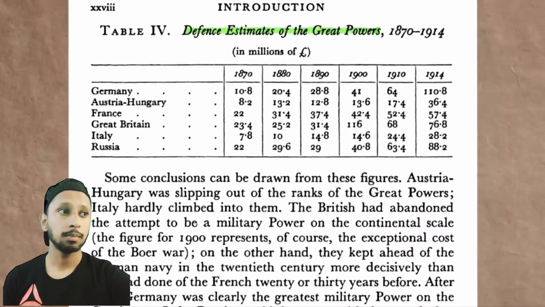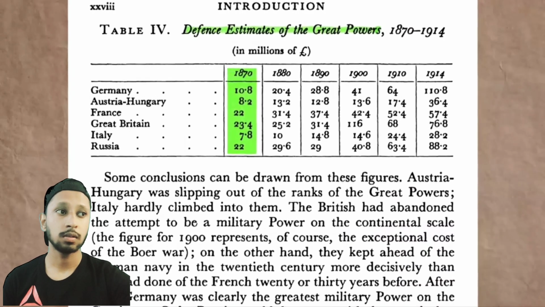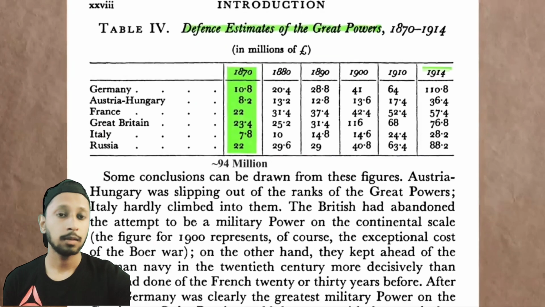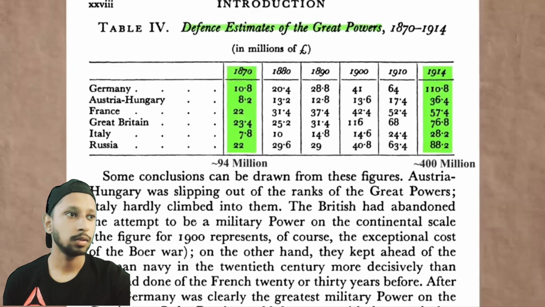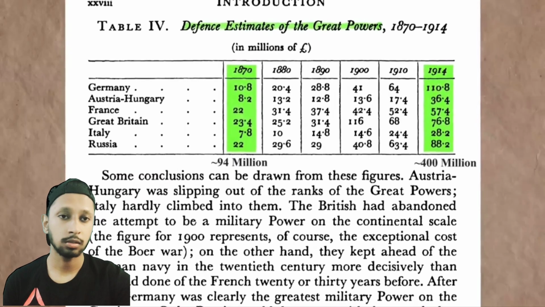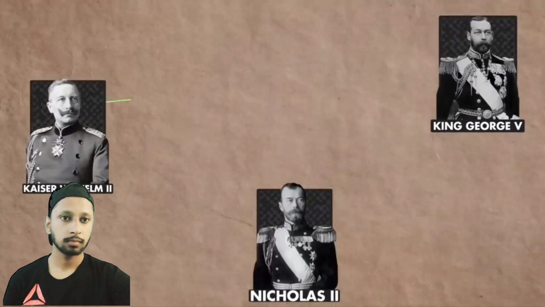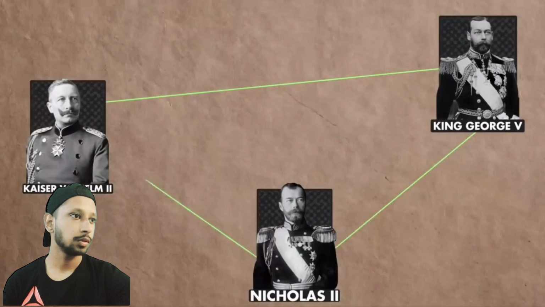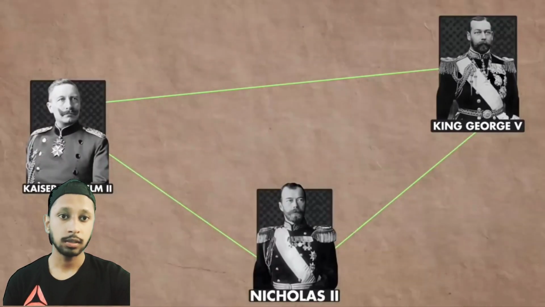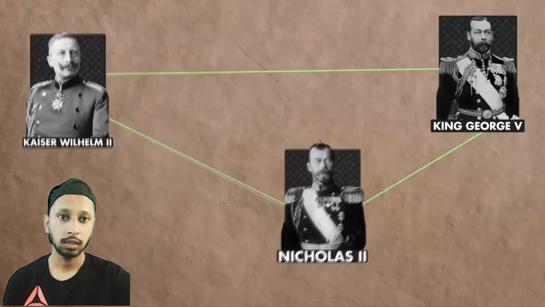Their combined military spending was around 94 million in 1870. And by 1914, it had increased to 4 times this. All these countries were spending a lot on their military power. These 3 rulers on screen right now were first cousins of each other. It's like some real Game of Thrones stuff going on in real life.